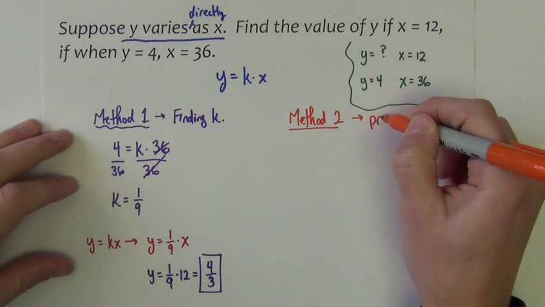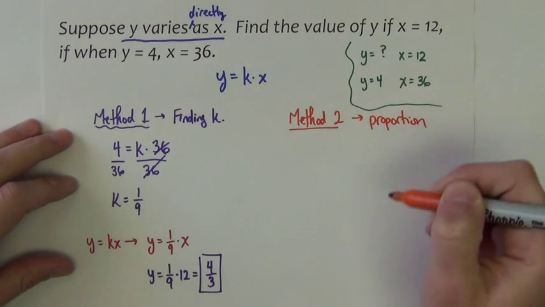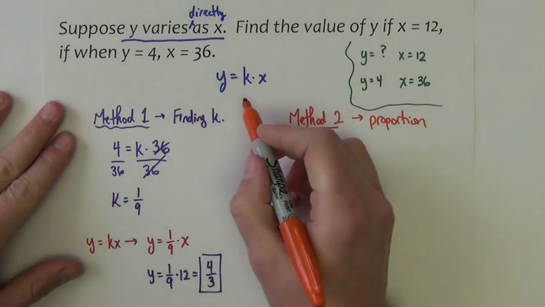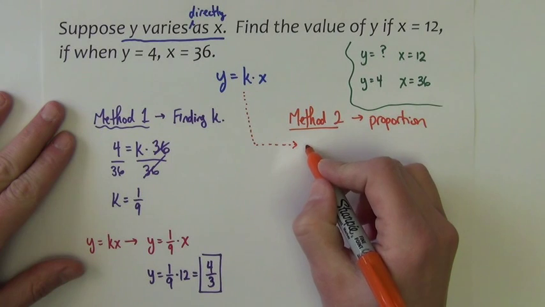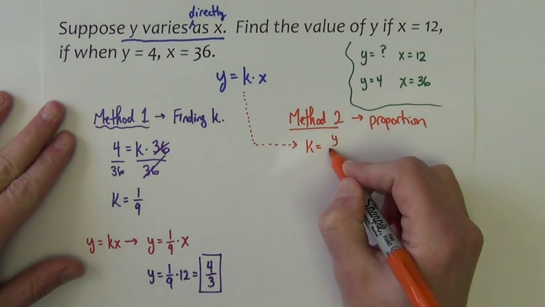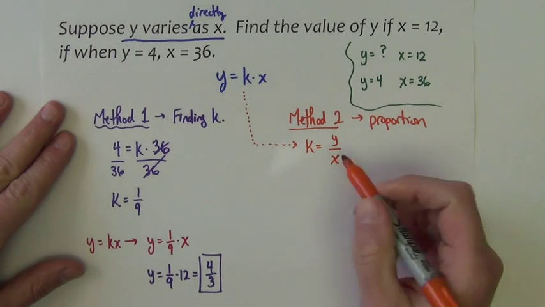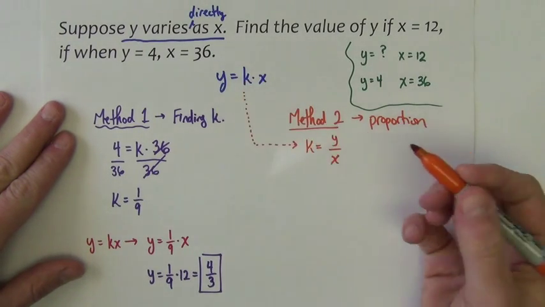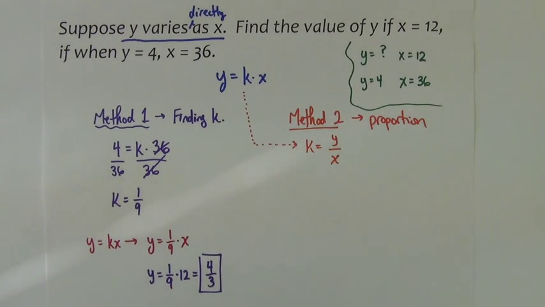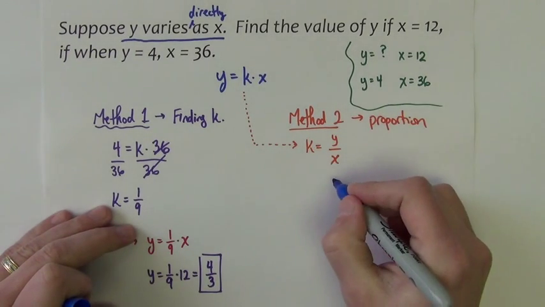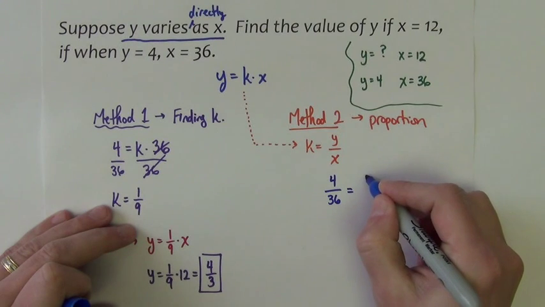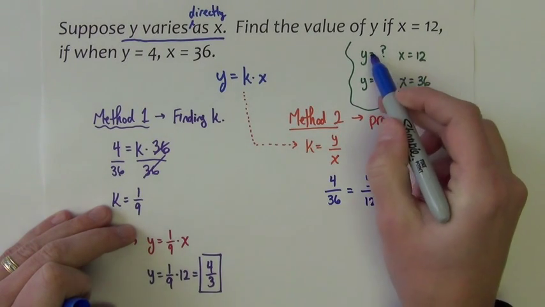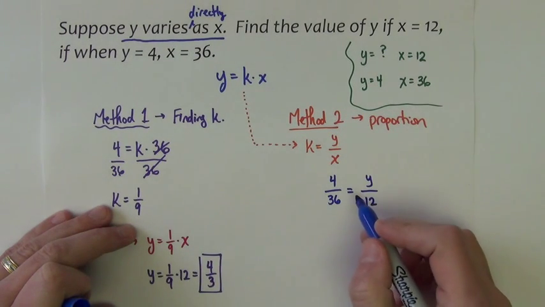Method 2 is just simply a proportion technique, where we don't find the constant. If you look at this equation here, it can be rewritten as k equals y divided by x. Solving this for the k, I just divide by the x. So very simply here, I'm going to take the y divided by x of the values I know and set them equal to y divided by x to include the value that I don't know. And now I've got a proportion where I can cross multiply.